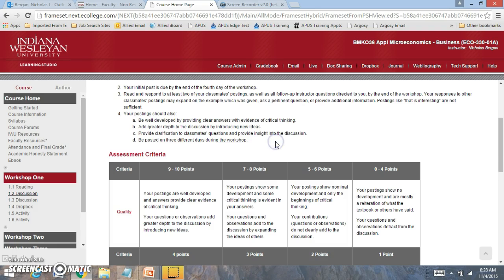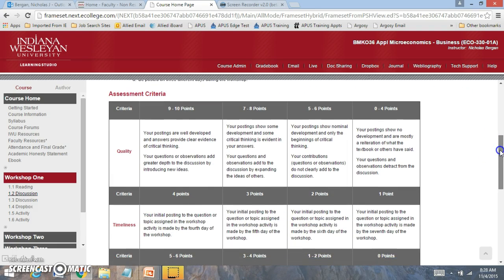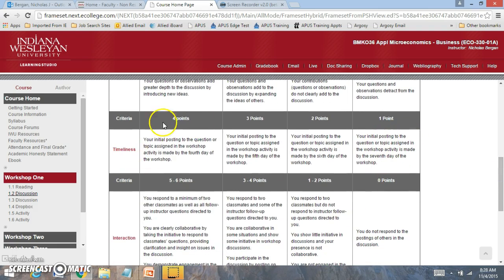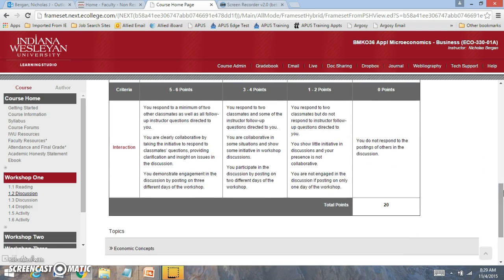And when we look at this, we're looking at the quality of your post. So I'm grading the quality. I'm grading the timeliness. Did you post by the specific due dates that we're looking at? And I'm looking at the interaction. Did you respond to 2 people? Are you collaborating? Are you extending the conversation? Are you answering it correctly? So those are what you're looking at with discussion 1.2.